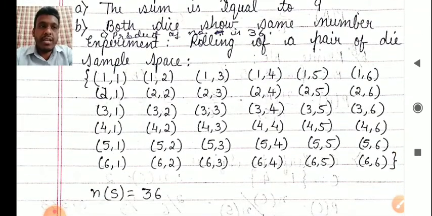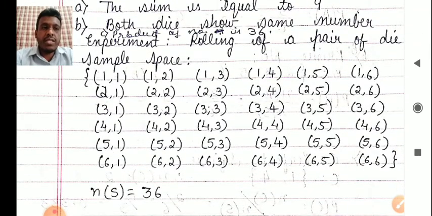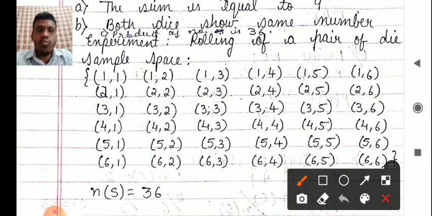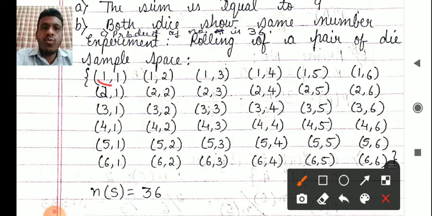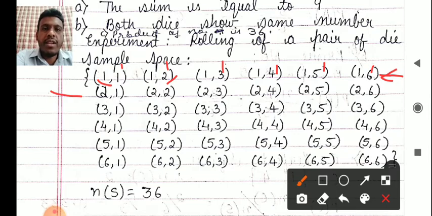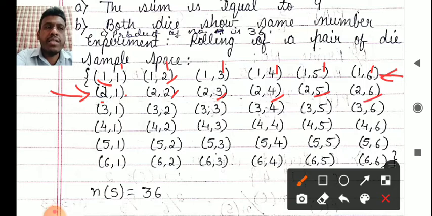It's quite a big set. So it starts with 1 1, 1 2. See here, in this entire row I have one fixed as 1 here. The other die is changing: 1 2 3 4 5 6. In the second one I fixed 2 and the other one is changing: 1 2 3 4 5 6.